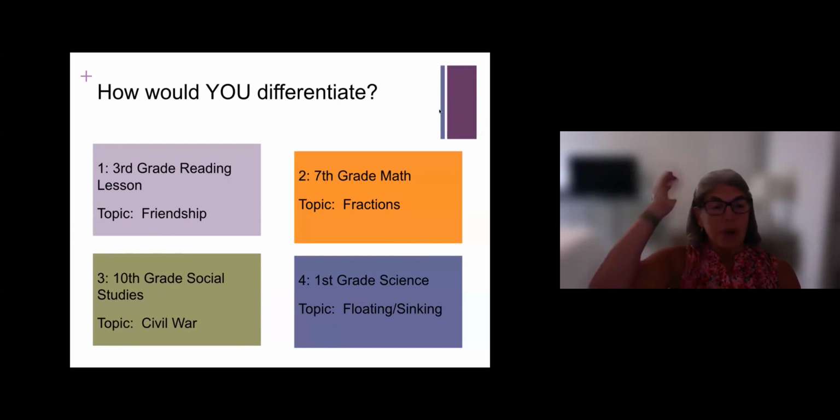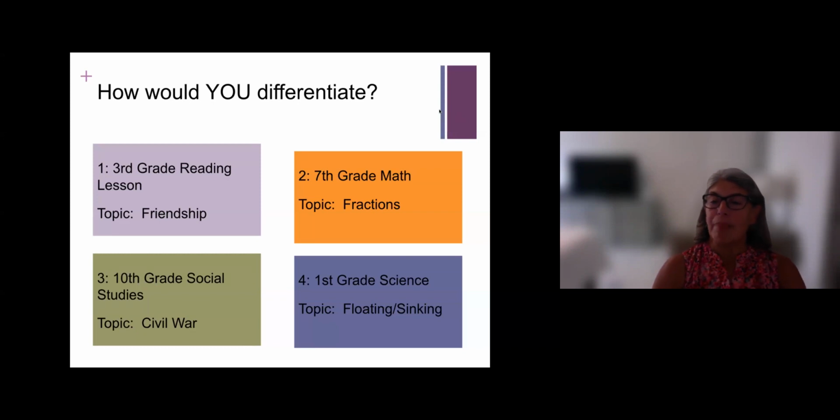So let's start with group 1. You talked about a 3rd grade reading lesson, friendship. You can tell me one idea or more than one idea if you came up with more. Is there a spokesperson for the group, or should I call in someone? I'll give first an opportunity for someone to speak up and volunteer. I can do it.